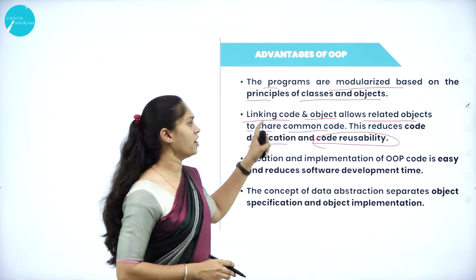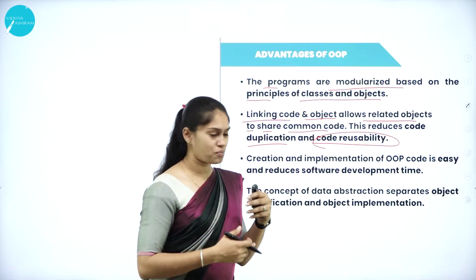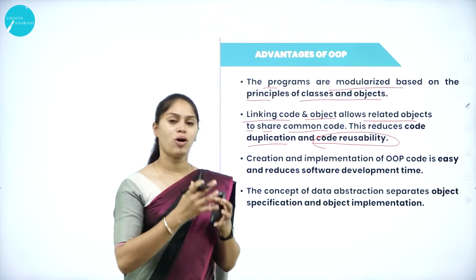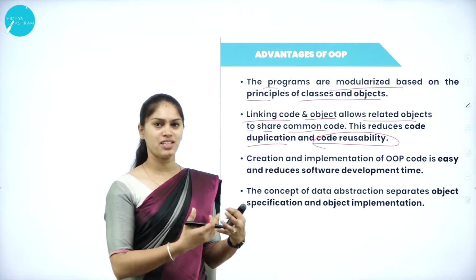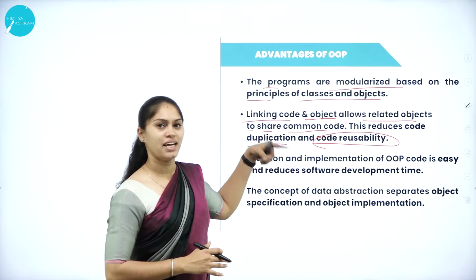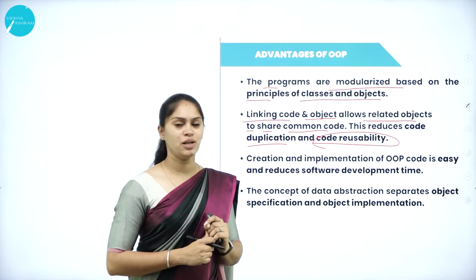So, linking code and object. We are going to link the code, and that will allow the related objects to share common features. If you want to use the content of another object, that is helpful, and it can be used as an advantage of object-oriented programming.